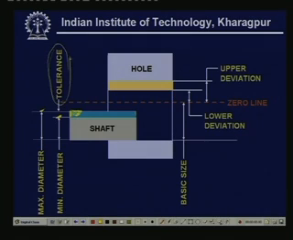That means you keep your manufacturing of the product, or the machine you are using for manufacturing, in such a way that the shaft dimension will lie somewhere within this zone. That is what we call the manufacturing tolerances.